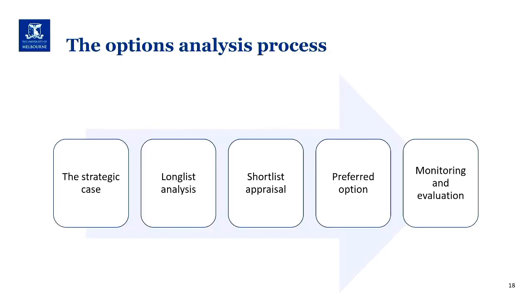So remember this options analysis process, or the appraisal process. It has these stages, and this comes from the Green Book. So you have the strategic case, the strategic analysis, the needs, then the long list, the short list, the preferred option, and then monitoring and evaluation. This comes from the Green Book.